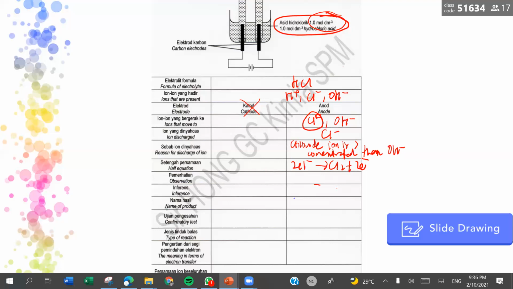I forget about the inference. Let's go to my product. What's the name of my product? Chlorine gas. Okay, chlorine gas. This is wrong, teacher's not naming it, but never mind. What's my confirmatory test for chlorine?